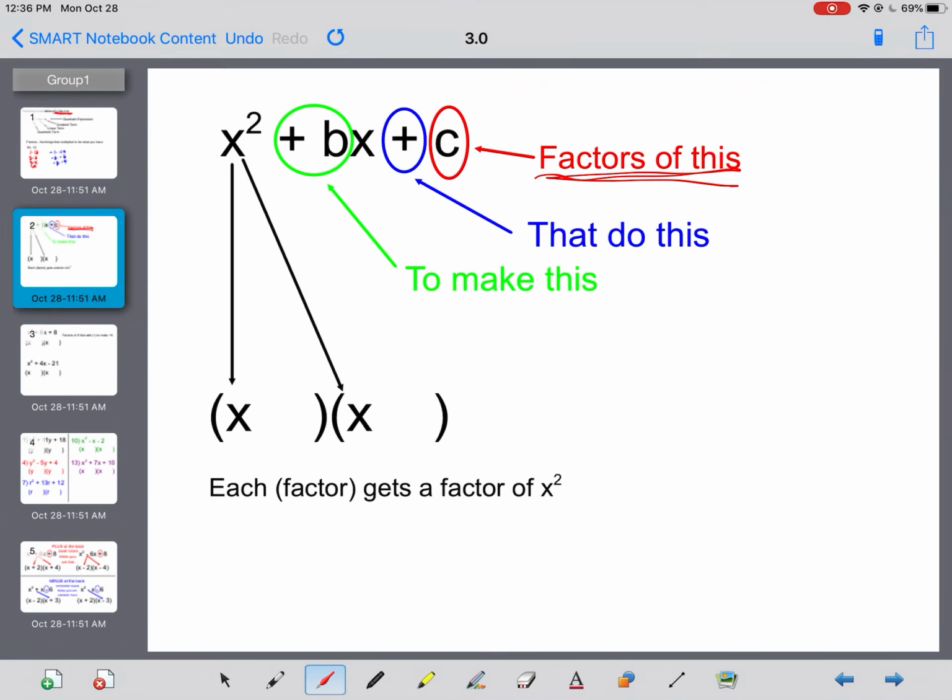And every time we make a factor, we're going to make a set of parentheses, and we're going to put an x in each one, because we also factor the first term. We factor the first term and the last term. But if the first one's always just that letter squared, then the factors are that letter and that letter. That's the only two things that make a squared thing, it and itself. So each one is going to get an x. Then we have to worry about everything else, and that's factors of c. And we need the factors of c that do the sign in front of c to make the sign and the b in the middle. Okay? And that's all we're going to do every time.